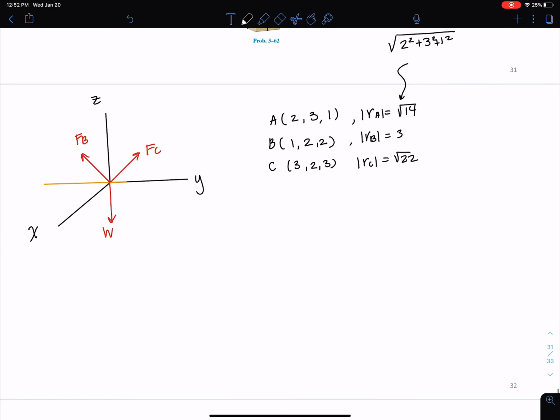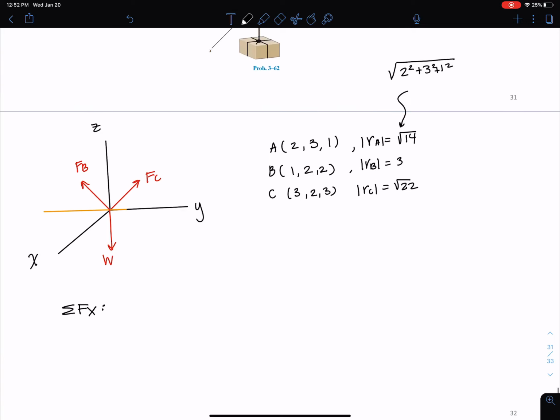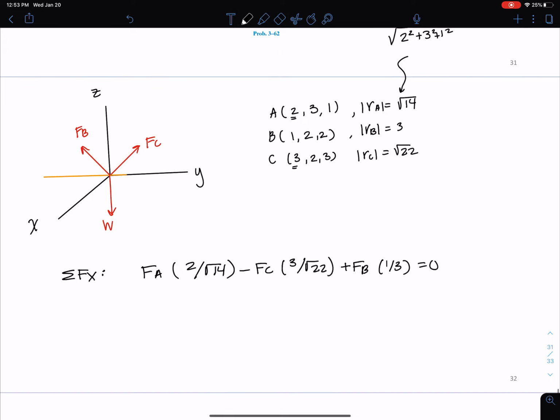Okay, so now I'm going to cut right to the chase and start summing forces in the X direction. So for A, I would have whatever the magnitude of A is times the X component, the 2 divided by that magnitude, minus my FC component times 3, because that's my FC here, the 3, divided by root 22, plus FB times 1 over 3, and that equals 0. So this is a little bit of a quicker way. Once you've been solving a lot of problems and you get the hang of it, you can start setting these up a little bit quicker this way.